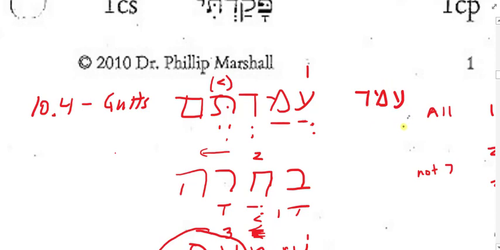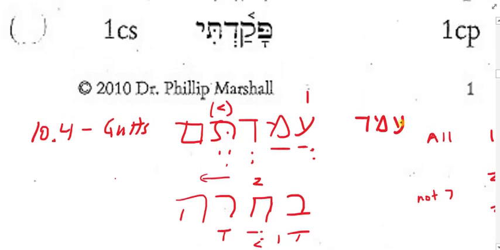Which one of these letters is the guttural? Ayin, mem, or dalet? Ayin. So that's root 1. Okay, so this is a root 1 guttural. So where am I going to have problems with a guttural in root 1 position?